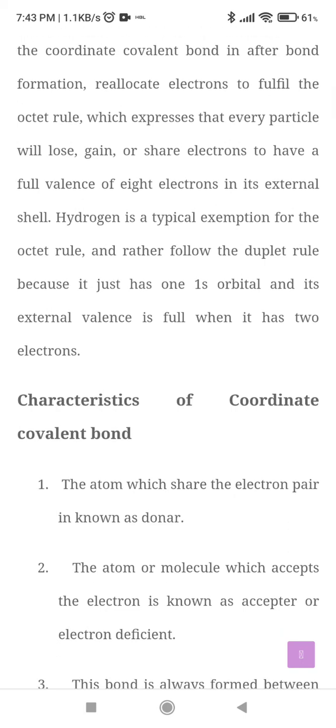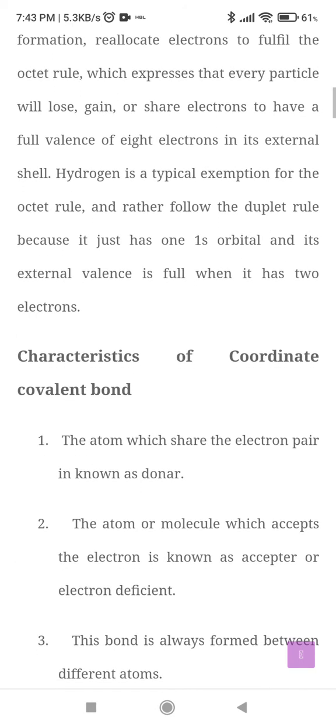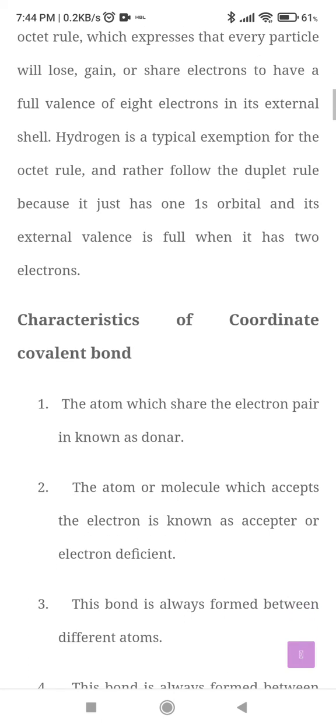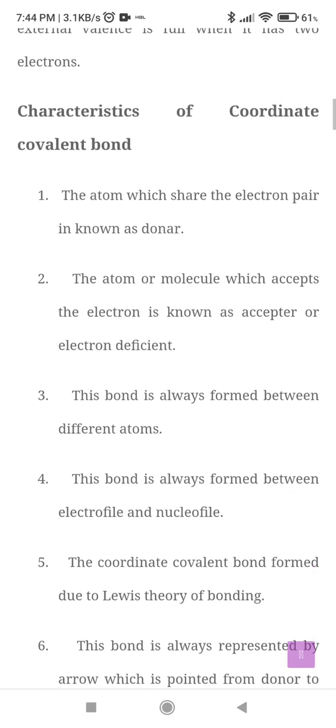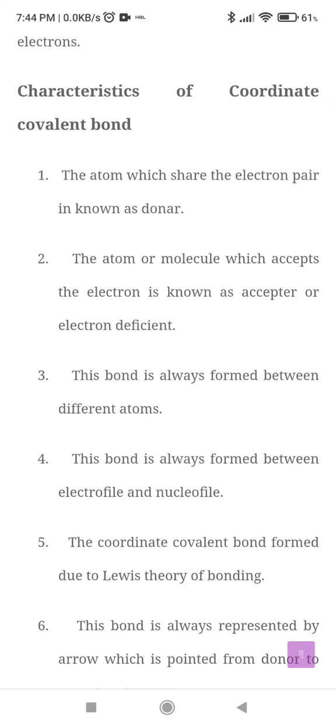There are two types of rules used for the completion of the outermost shell. One is the octet rule, another one is the duplet rule. In the octet rule, elements have to complete 8 electrons in their outermost shell, and in the duplet rule, elements have to complete 2 electrons in their outermost shell. So we can say that in the periodic table, hydrogen and helium obey the duplet rule. And now we will go for the characteristics of coordinate covalent bond.